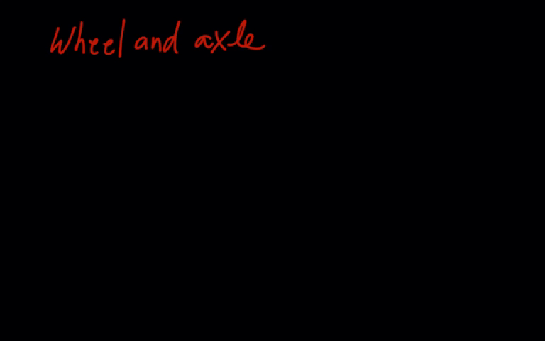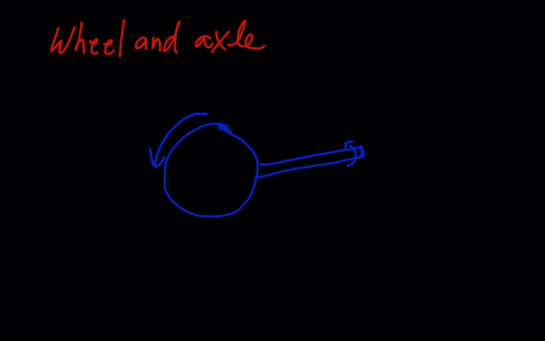Alright, this third type of simple machine is called a wheel and axle. What we're going to have is some big wheel, and then coming out behind that is an axle that would turn, that's attached to it. So I can turn this wheel, I can apply an effort force around this wheel, and that in turn would also turn this axle.